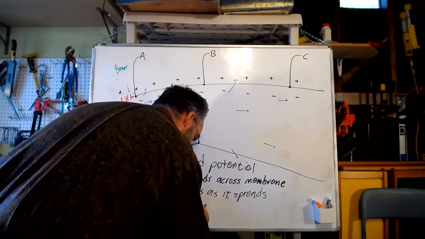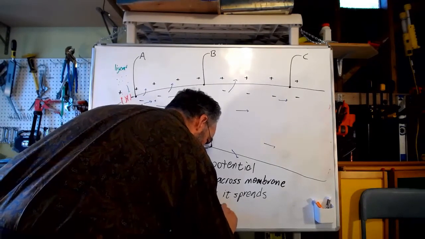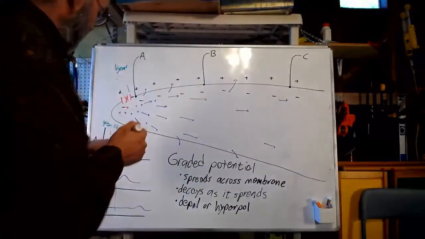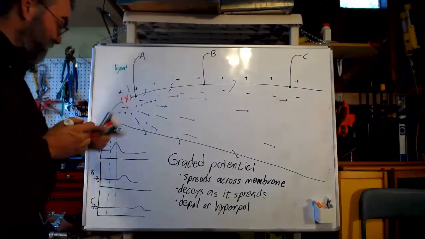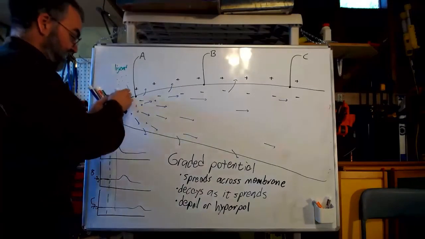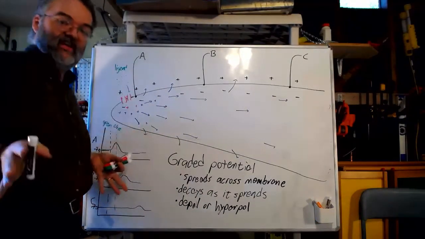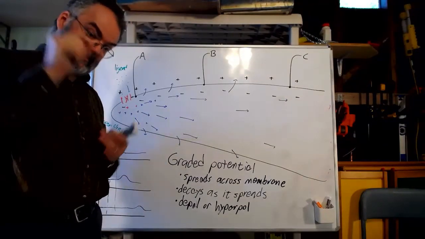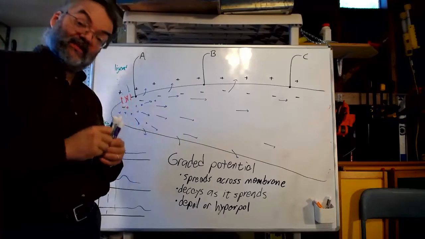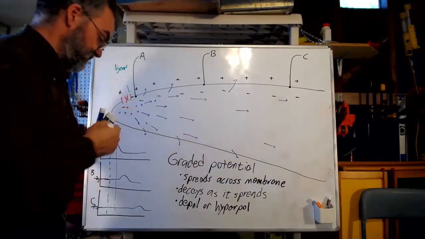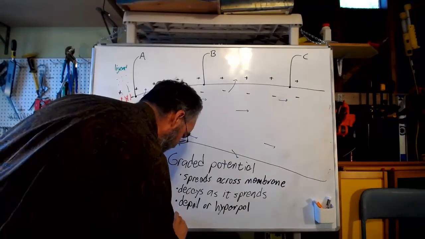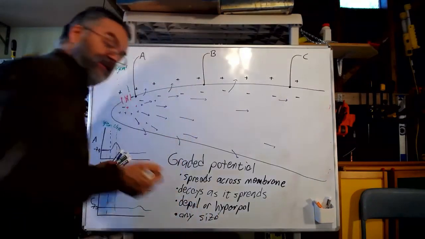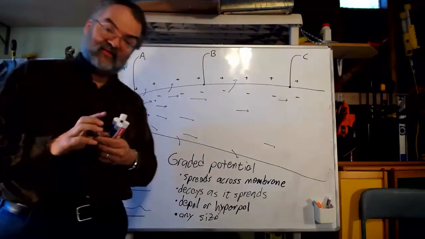We'll abbreviate that, dipole or hyperpole. In other words, they can be positive or negative. How big was it? That kind of depends on how many channels I opened. Had this been a lot of channels, it would have been a bigger change. So graded potentials can be of any size. They can be tiny, in which case they don't spread very far at all, or they could be big changes, in which case they'll spread farther. Again, kind of like a ripple in a pond. It can be a big ripple or a small ripple.